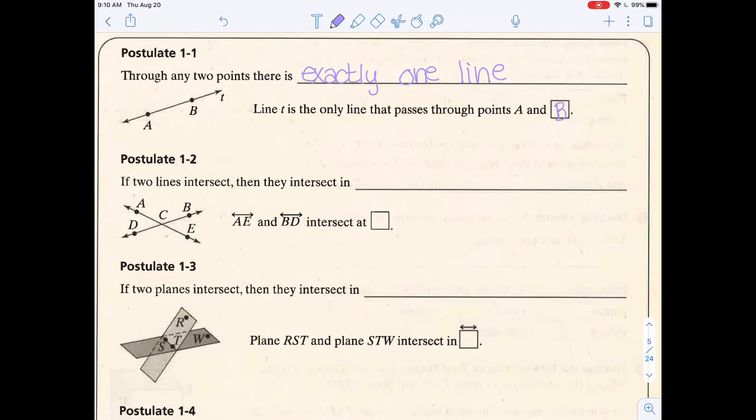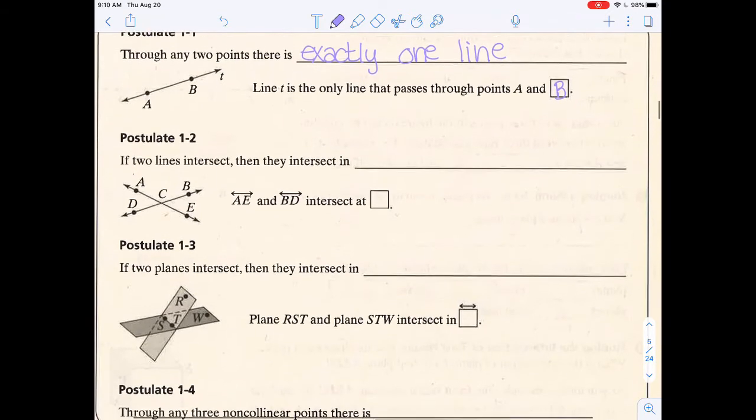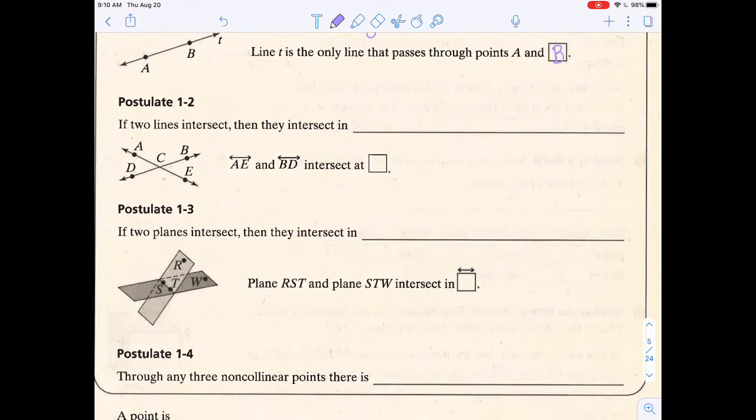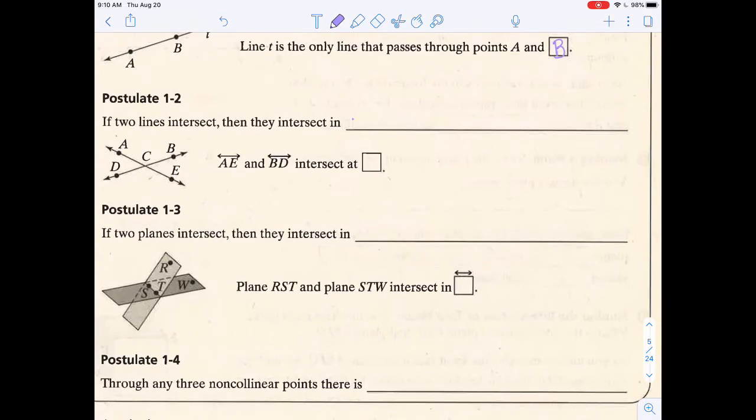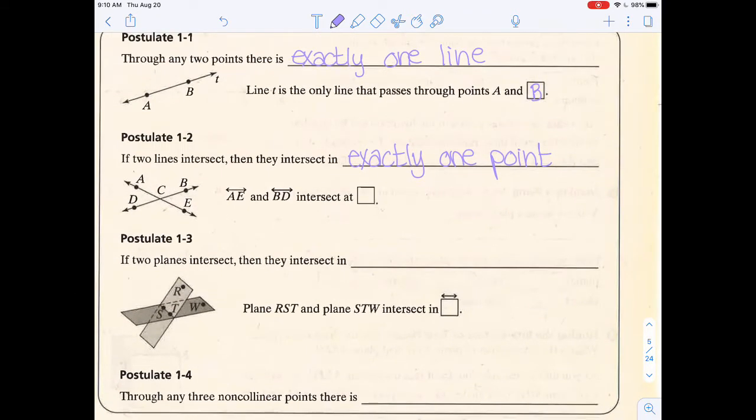Alright, so all of these postulates kind of work together for points, lines, and planes. So they kind of have the same ideas. If 2 lines intersect, then they intersect in exactly 1 point. So, through any 2 points, there's one line. If 2 lines intersect, they intersect at 1 point. They can't intersect at more than one. So in the example, line AE and line BD intersect at point C.